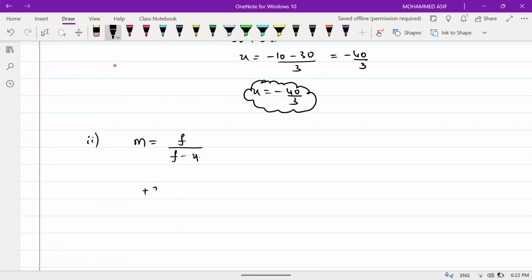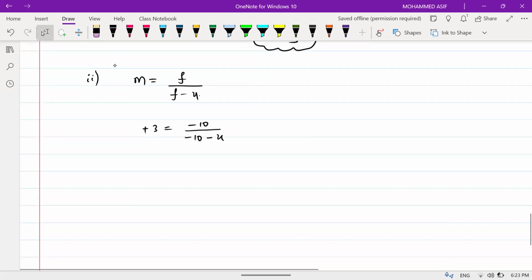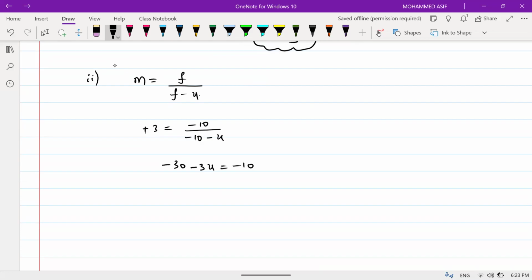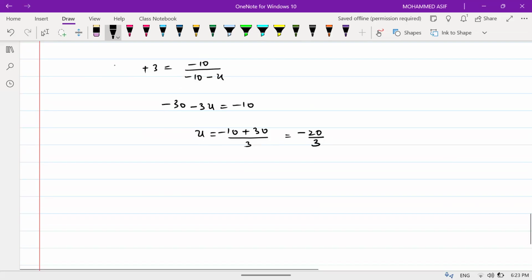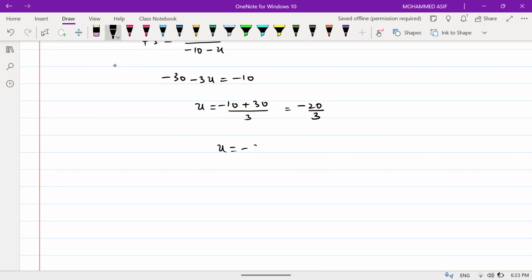Plus 3 is equal to focal length minus 10 divided by minus 10 minus u. Just cross multiply this one. So this will be minus 30, minus 3u is equal to minus 10. So u will be equal to minus 10 plus 30 divided by 3. Minus 10 plus 30 will be how much? Minus 20 divided by 3. That means object distance u is equal to minus 20 divided by 3. This will be the answer.